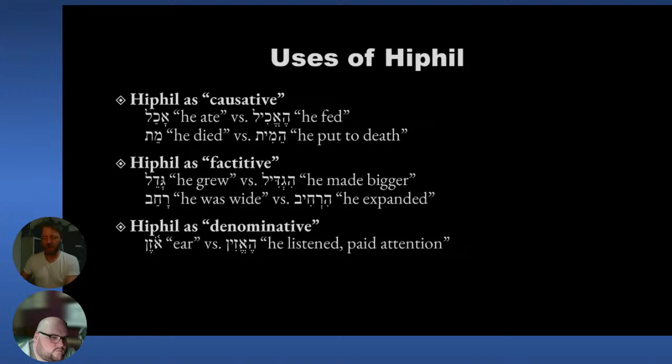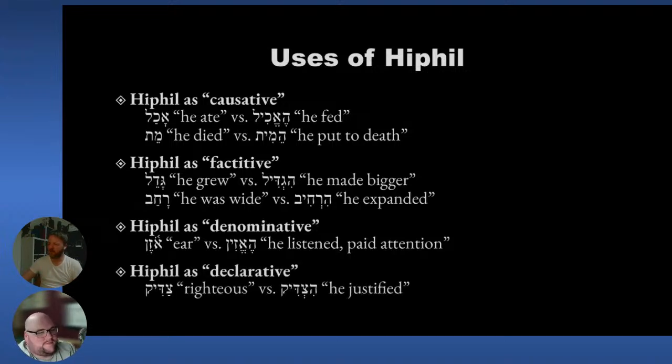Hifil as denominative, that means it takes from a noun, onoma, de onoma, from the noun, nomen in Latin, name or noun. Ozen means ear, and hezin means listened, like you give ear. What's another example of this? Wow, nothing comes to mind, but there are other examples, obviously. And then as declarative, that is like if someone is righteous, tzaddik. To say that someone is righteous is hitzdik. He justified, he declared him righteous.